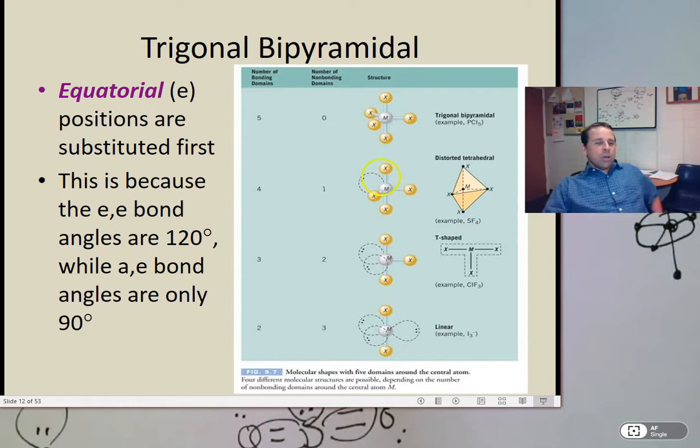Okay? So if I put in one lone pair of electrons, it's going to replace an equatorial atom, and the result is this shape. This shape is called a distorted tetrahedron or a seesaw. If I have a second pair of electron density, it's going to replace a second equatorial atom, and it's going to result in what we call a T-shaped. If I have three regions of electron density, then it's going to result in a linear compound because all three equatorial locations are now empty.